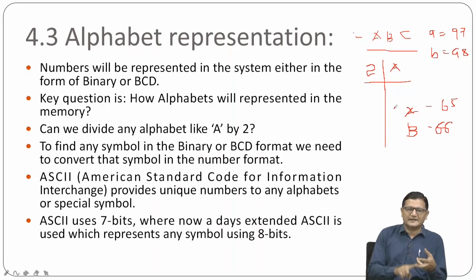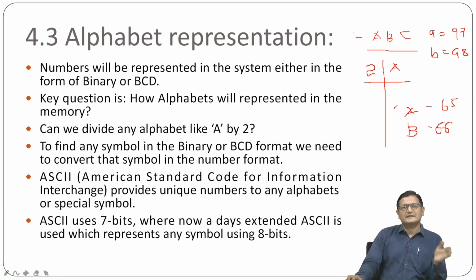Hash, at sign, caret, dollar, space, semicolon, single quote, double quote: every symbol has a unique number. By using that number, the computer translates it into binary. Now why do we need that number? Because the machine can understand only numbers, only binaries, right? And we can compute the binary only of numbers, right?